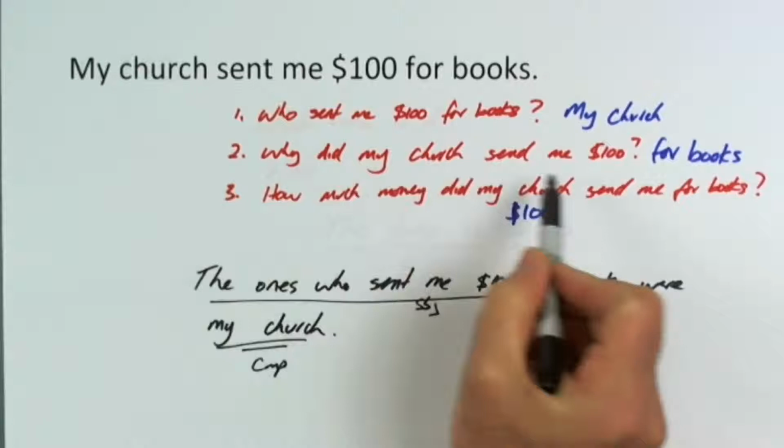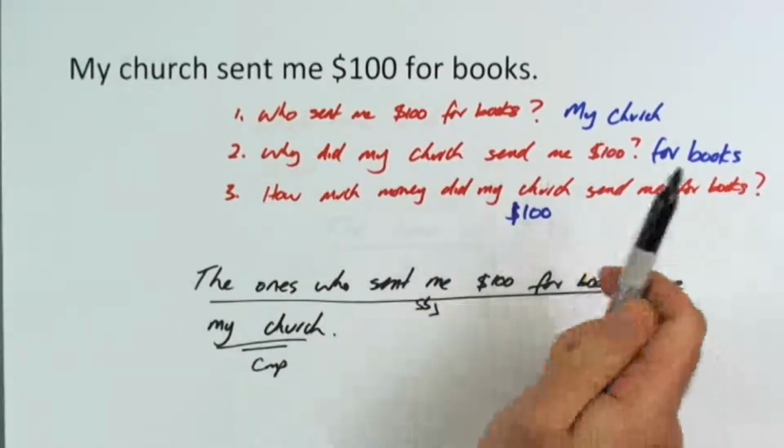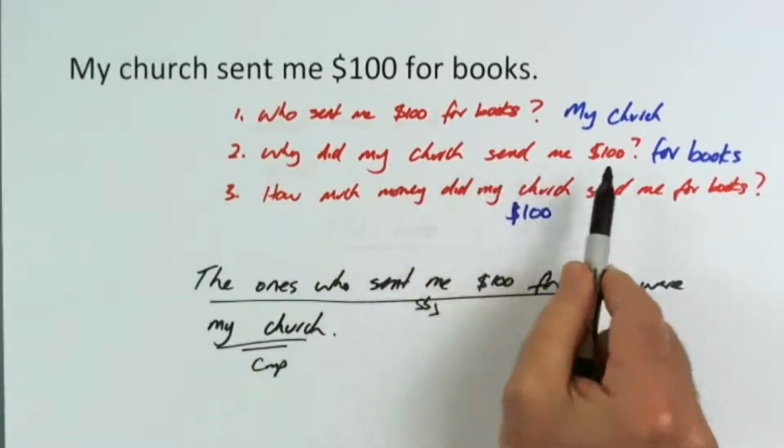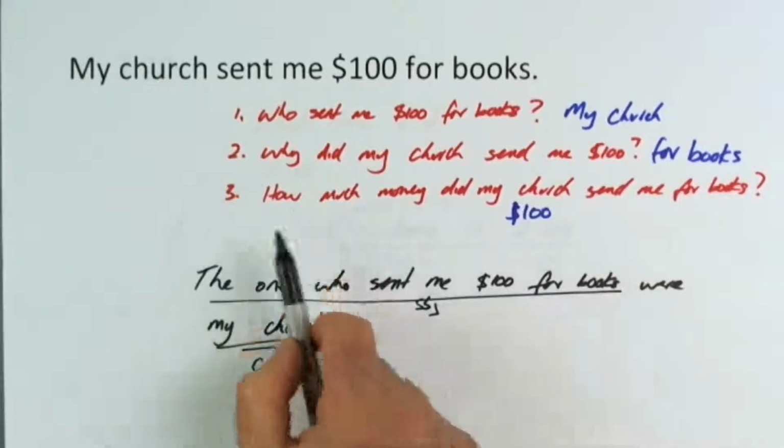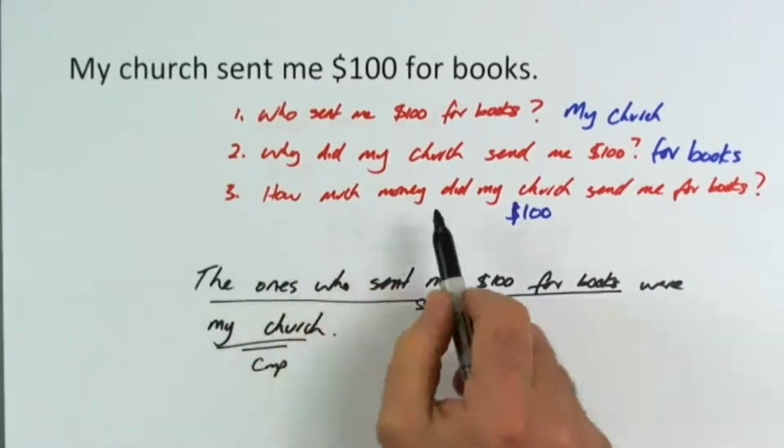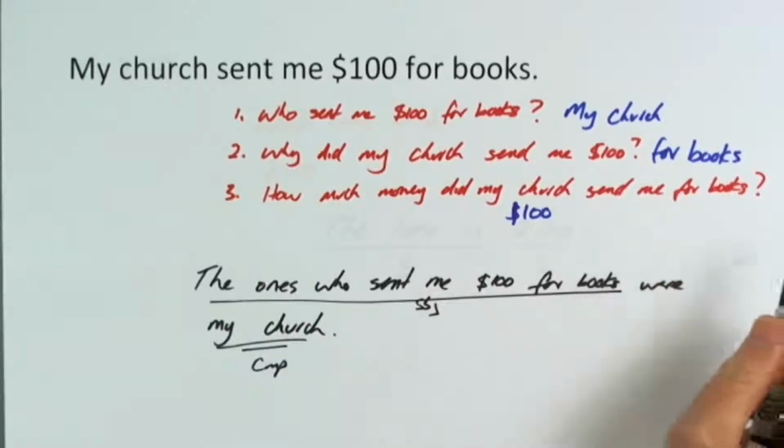And likewise, we could rephrase these other two as well. The reason my church sent me $100 was for books. And then number three, the amount of money which my church sent me for books was $100.